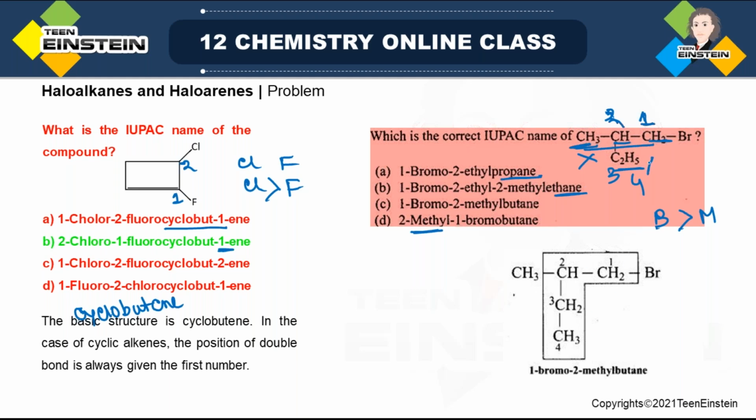So see here this ethyl group, we have written it in extended form so that you can understand the numbering. 1, 2, 3, 4. And this is substituent at 2 position. Bromine is also substituent but at 1 position. Bromine will be written first because alphabetically, B comes before M, and then it is ending with butane. Fine.